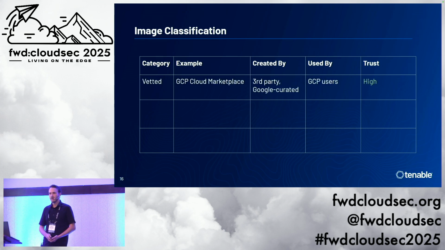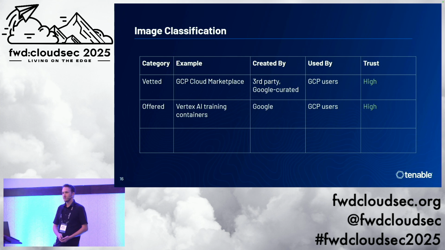So the first category, and by far the most popular category, is the vetted category. The classic example for this is the GCP Cloud Marketplace. For those of you unfamiliar, GCP Cloud Marketplace is kind of like GCP's App Store. Third-party software developers can create container images and offer them through Google's platform and offer the billing through Google as well. The images are created by the third parties, but they are curated by Google and uploaded by Google to Artifact Registry. This carries a high level of trust because they are being offered by Google on their own platform.